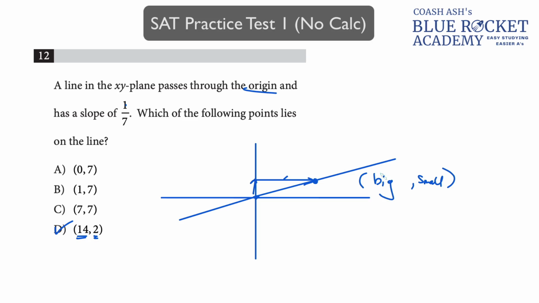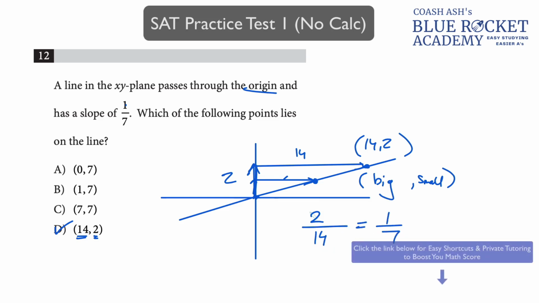There's another way to think about this. You've got 14 here and 2 here. So let's say you've got 14 and 2. What's the rise? The rise is 2, the run is 14. So your slope is rise over run, which is 2 over 14, which is equal to 1 over 7, because you can cancel this out, right? 2 times 1 is 2, 2 times 7 is 14, and that checks with this 1 over 7. And so this is confirmed to be your answer. But just this big-small check is easy enough for you to get the answer.